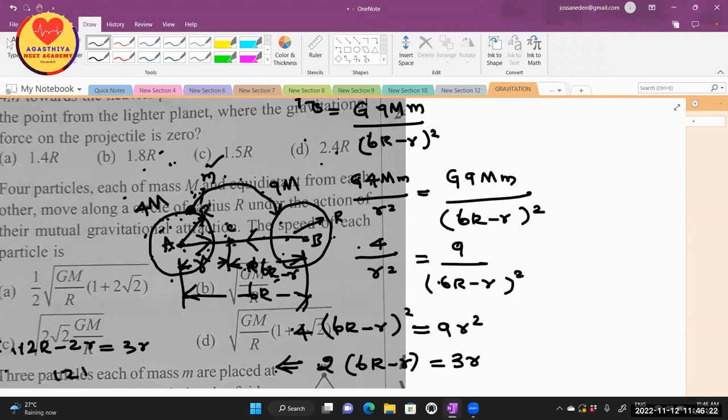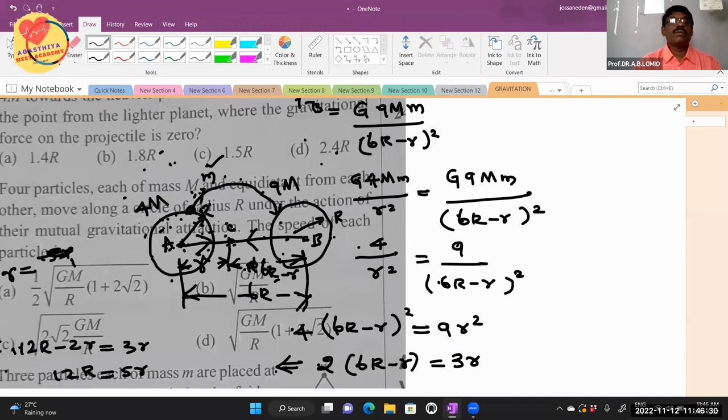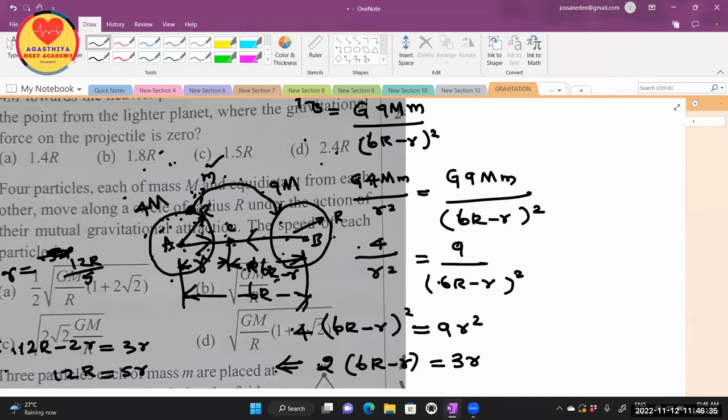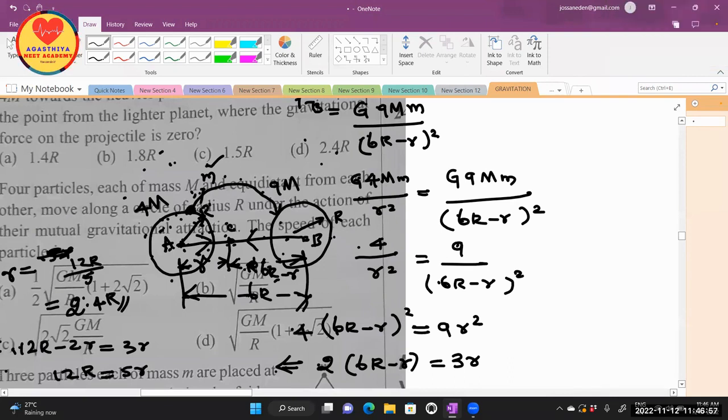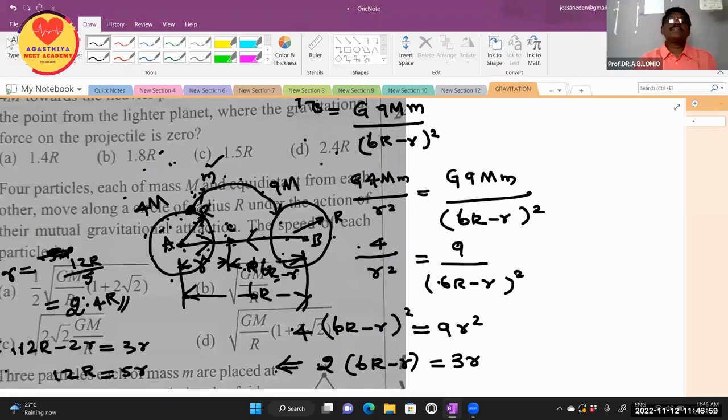12r is equal to 5r. We have to find out small r only. Therefore, r is equal to 12r divided by 5. 12 by 5, what is the value? 2.4, correct? Yes, sir, 12 by 5 is 2.4. The answer is D.